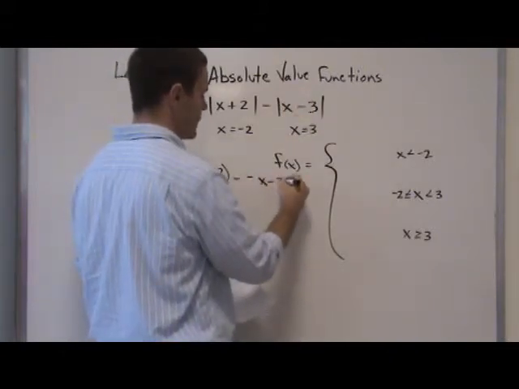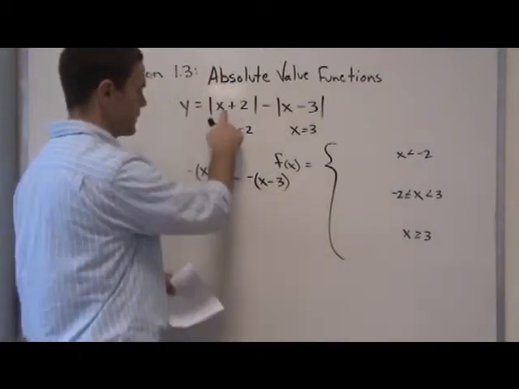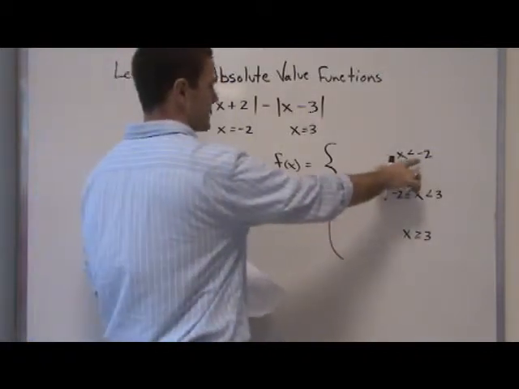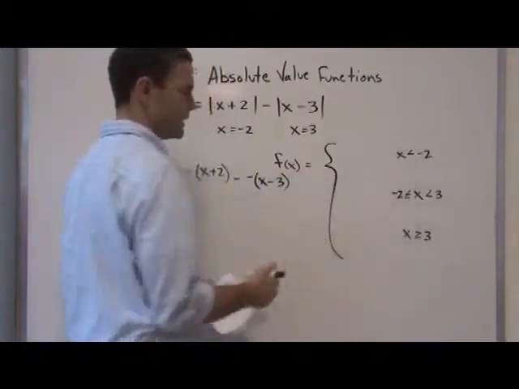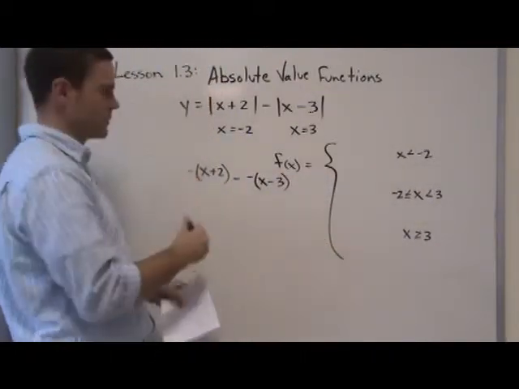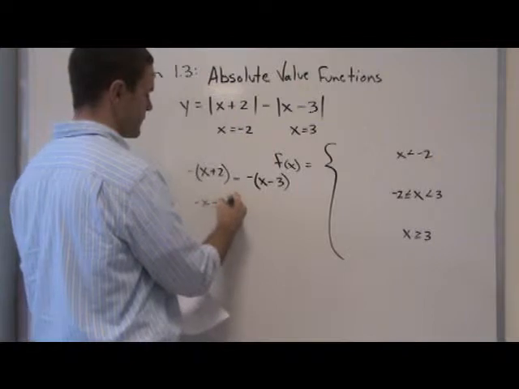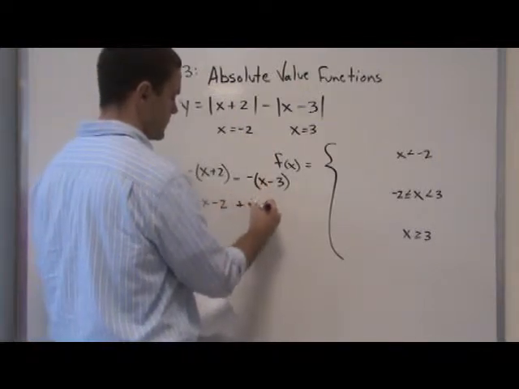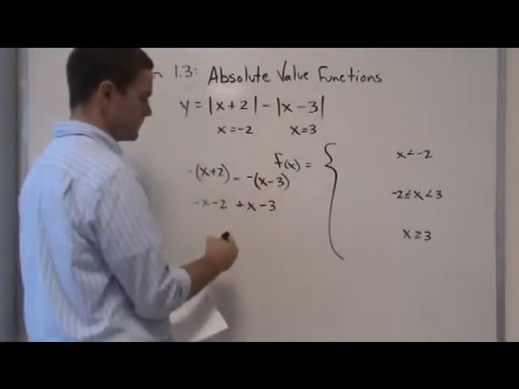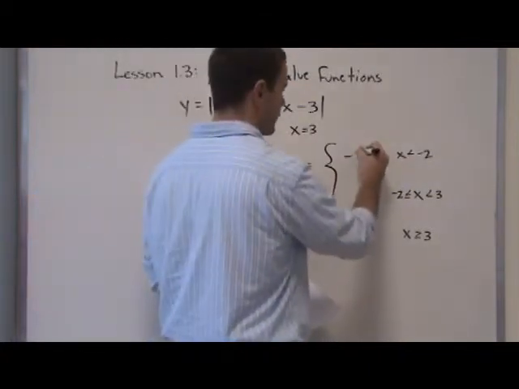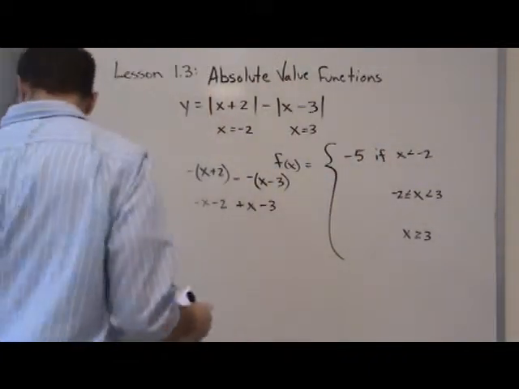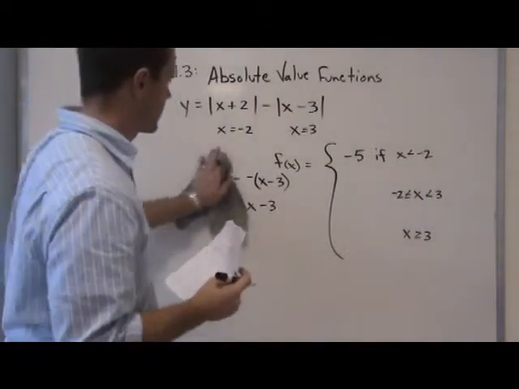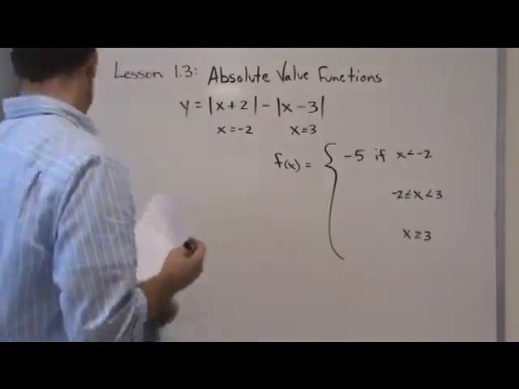And you see how I'm writing this? This whole thing will be negative when this is less than negative 2. You use your algebra mind, and it comes out to be negative 5. So there's our first piece to our function. I'm going to erase my work and move on to the second section.